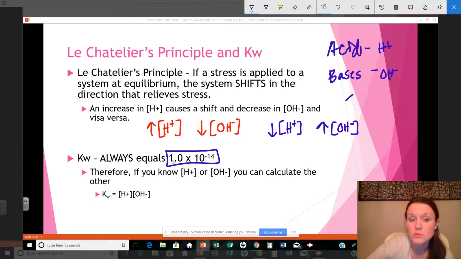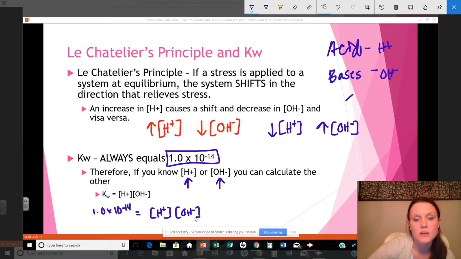Because it always equals 1.0 times 10 to the negative 14th, if you know one of these concentrations, so if you know the concentration of hydrogen, or if you know the concentration of hydroxide, you can figure out the other, okay? Because Kw always equals 1 times 10 to the negative 14th. If you know your concentration of hydrogen, all you have to do is plug and chug. You would plug your concentration of hydrogen in there and then solve for your concentration of hydroxide, or vice versa. Okay? All right.